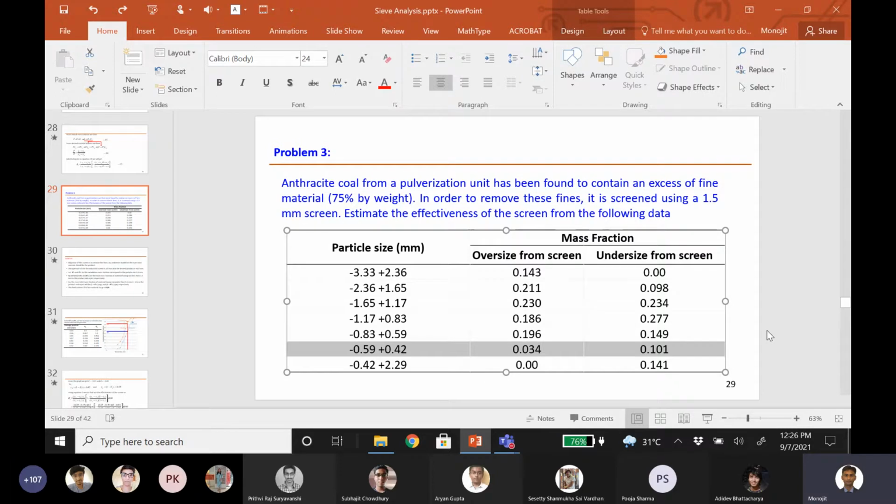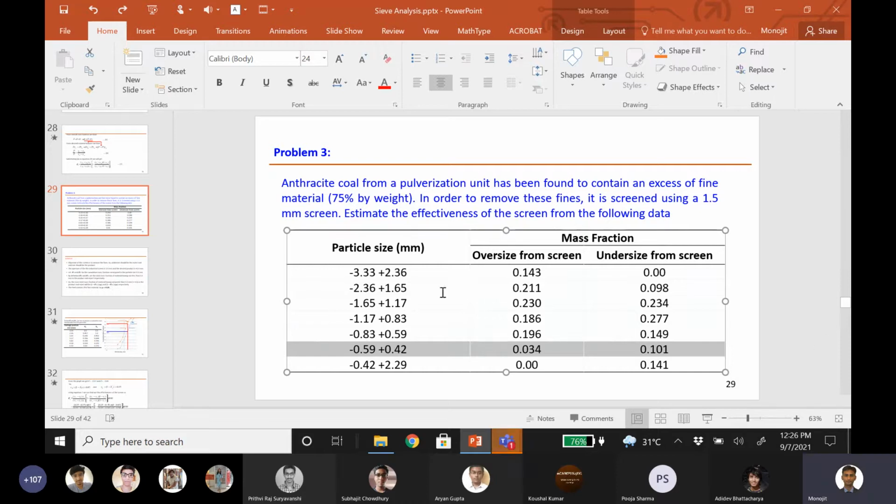See, if you see the problems, all this table will be given in a very jumbled form, to make you confused. But if the definition and the concepts are clear, you will be able to figure it out. Now you tell me what is the cumulative mass fraction for this screen, the highlighted one, for oversize as well as undersize. For oversize, it will be 0.00, and for undersize, it will be 0.141. No, now look at this table now.